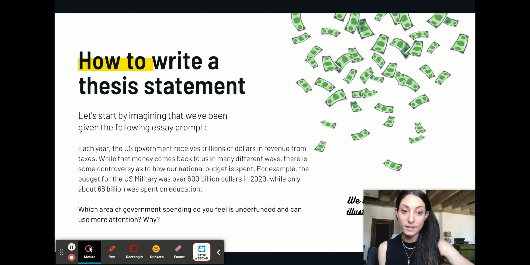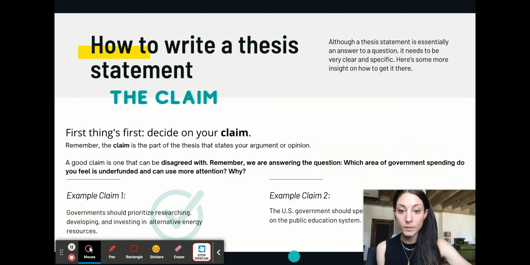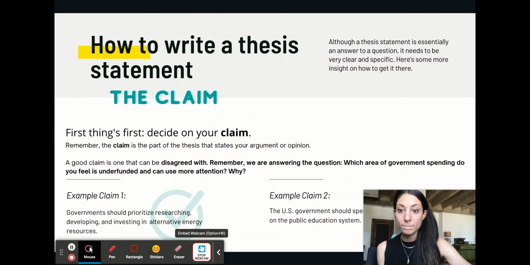Imagine that you have been assigned this prompt. Here's how you could go about creating a thesis statement keeping this prompt in mind. So the first thing you should probably do is to settle on your claim. The claim is the part of the thesis that states your argument or your opinion.